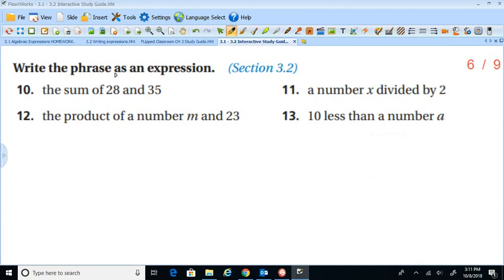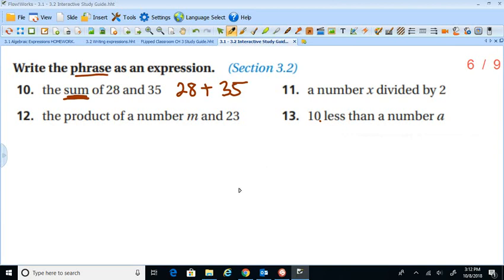10, 11, 12, 13, they ask us to write the phrase as an expression. So all we have to do is read the words, think about it, write down the algebraic expression, and then recheck our work. Reread it, make sure it makes sense. The sum, which means addition, of 28 and 35. So this is just simply sum, 28 plus 35. That's it.